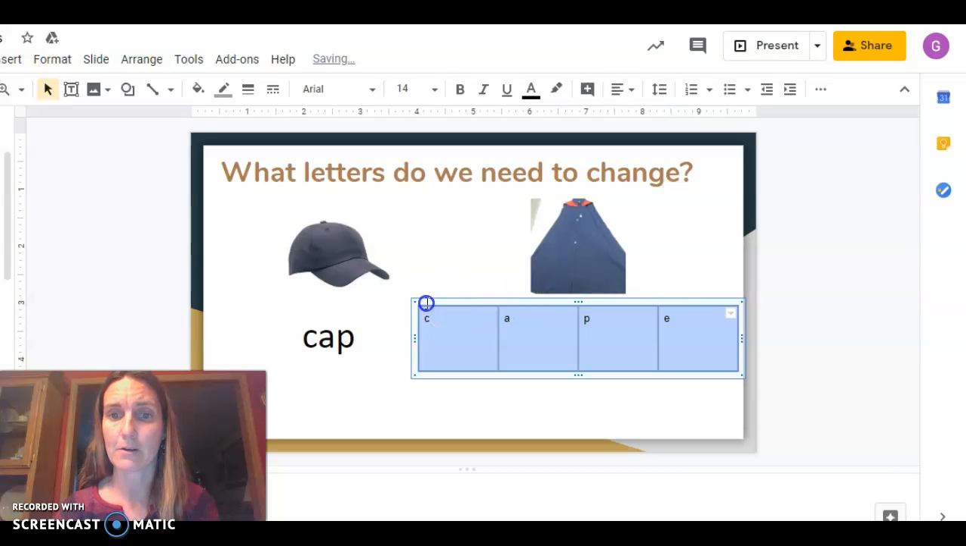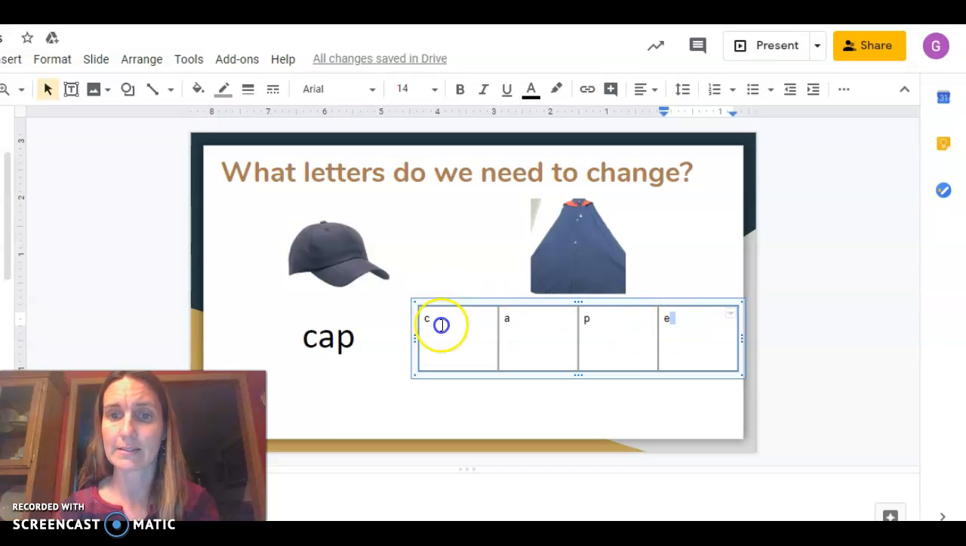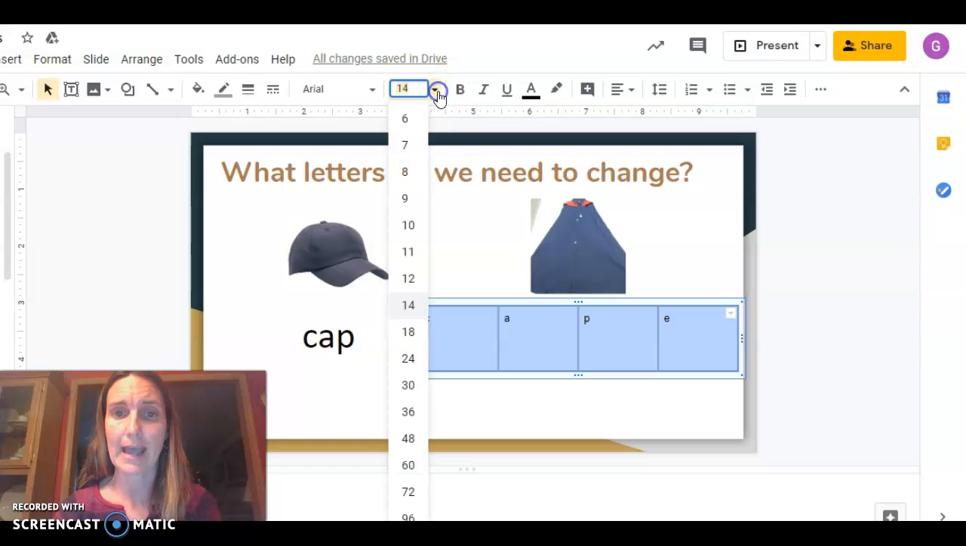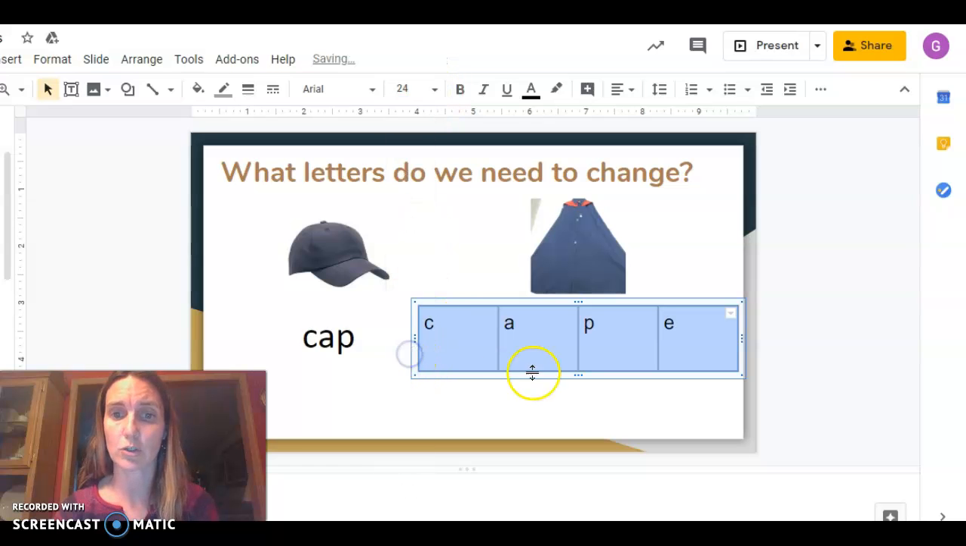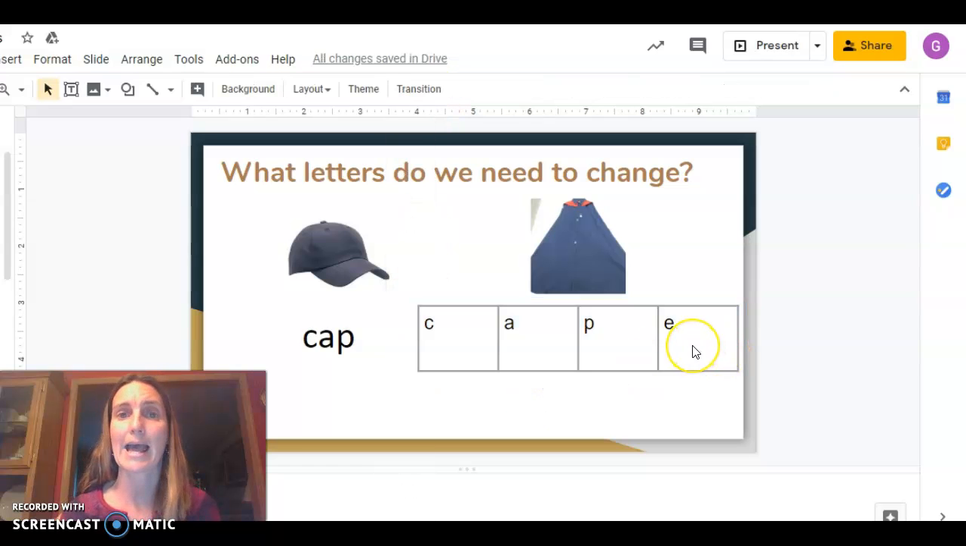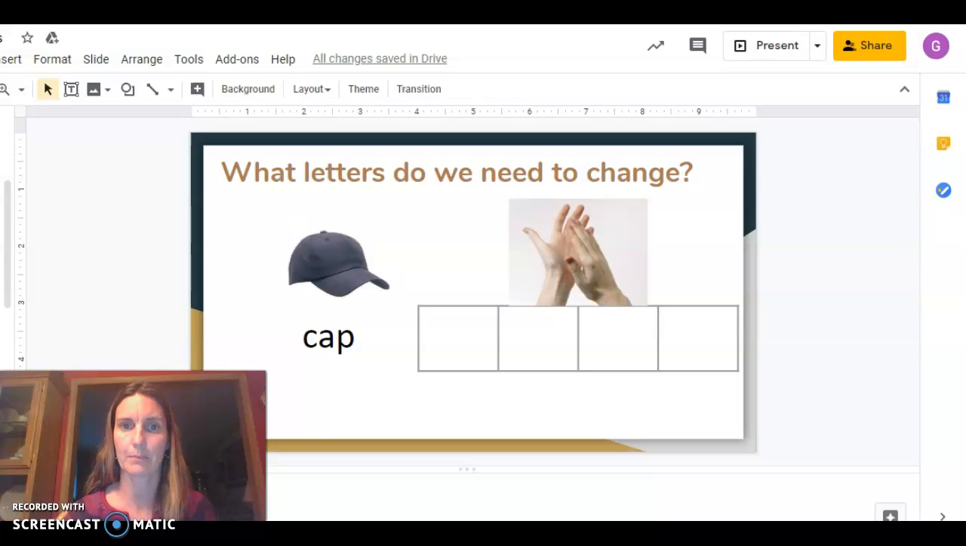I'll make that bigger for us again so we can see it. So we took cap and we changed it to cape by adding that silent E at the end. That was a tricky one. Let's do another one. This is the word cap.